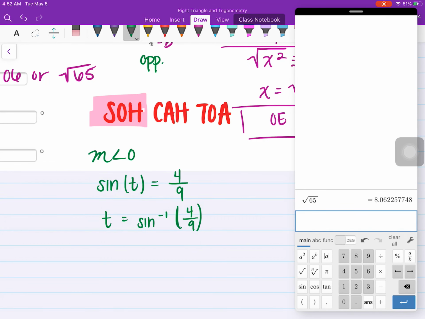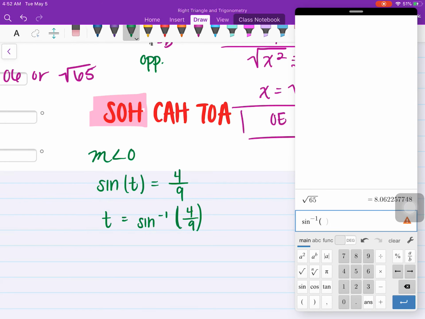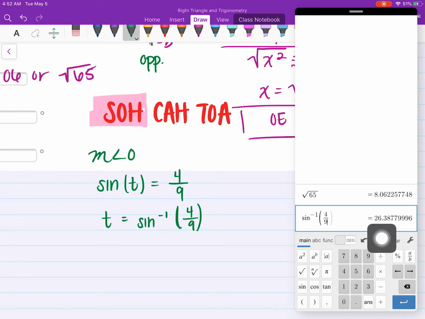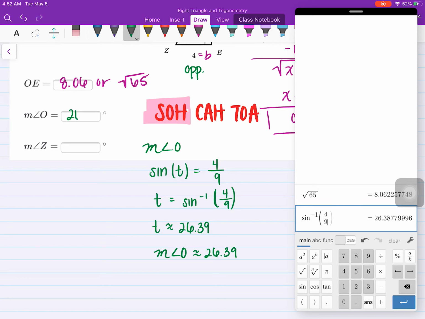So then we go to function. I could press on the inverse sine, go back to main, and do the a/b to get my fraction. So 4/9. And this gives me an approximation of 26.39. So in this case, t is 26.39, or the measurement of angle O is approximately 26.39. I'm going to repeat the process for the other angle. So this is 26.39.